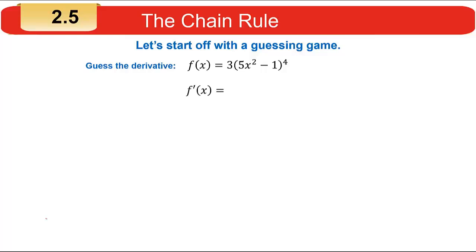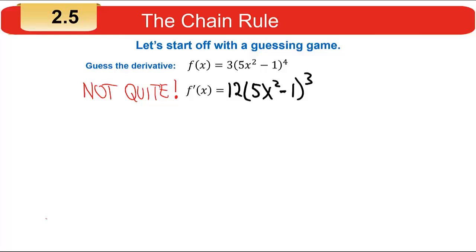One thing you might guess for the derivative is 12, which is 4 times 3. Write the base down and drop the 4 down to a 3. That's sort of what we do in the power rule. Is that right? It turns out that it's not quite right. It's off by a factor, and I'll tell you what this factor is and see if you can guess where it might have come from. It's off by a factor of 10x.